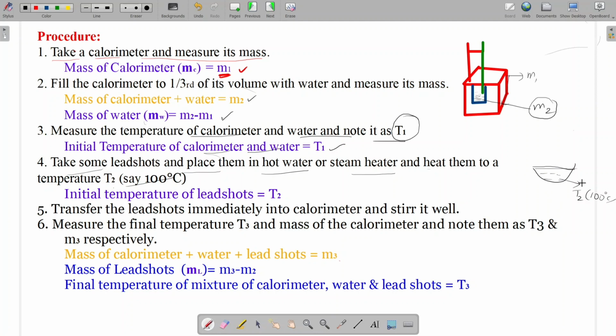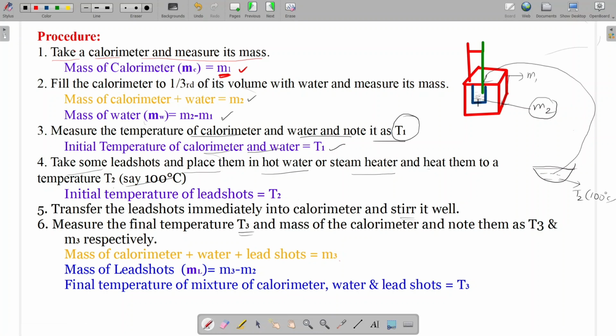After reaching this temperature, the next point is to transfer the lead shots immediately into the calorimeter and stir them well with the stirrer, and measure the final temperature of this mixture. What is the mixture? The mixture of calorimeter, water and lead shots. They attain a final temperature. Let the final temperature of the mixture be T3 degree Celsius.